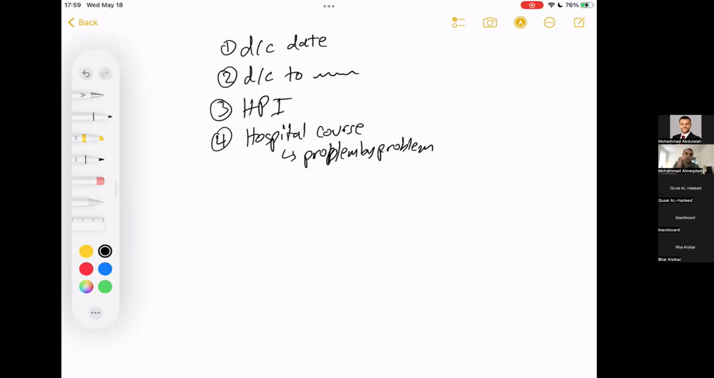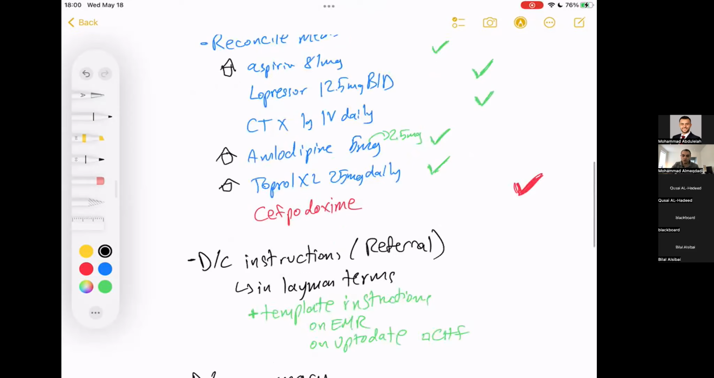And what's the most important part of the problem by problem? You have to write down very honestly and very explicitly changes in medications. Why is this important? For example, let's go back to our example here. We changed the amlodipine from 5 milligrams to 2.5 milligrams. You have to write down explicitly in your discharge summary why you did that.